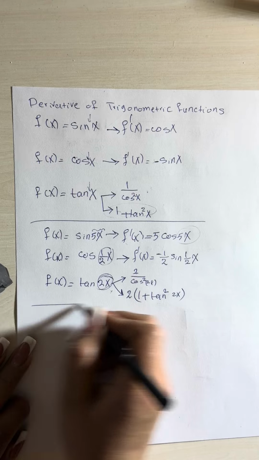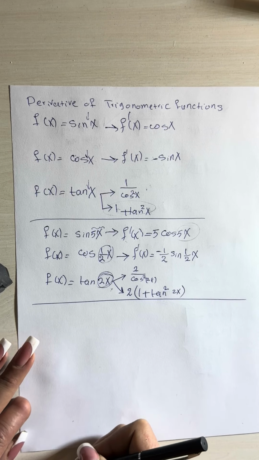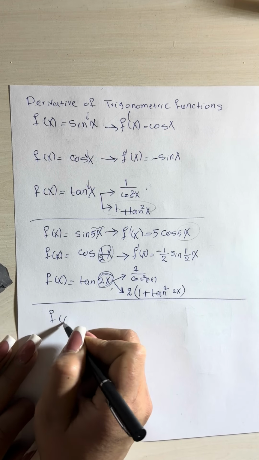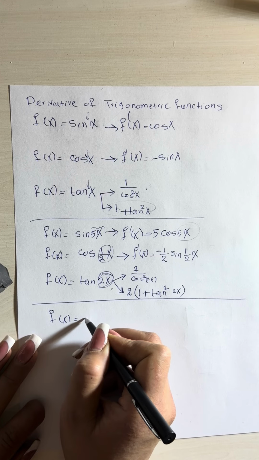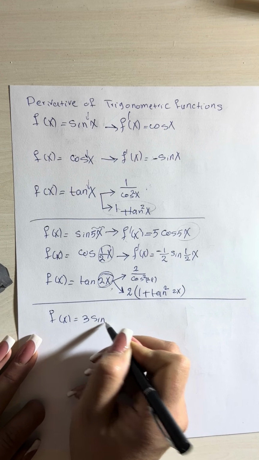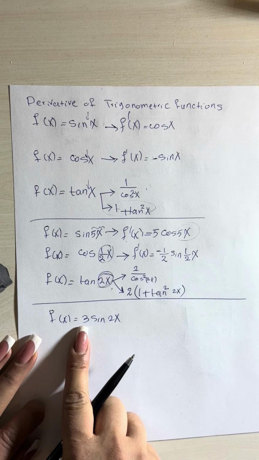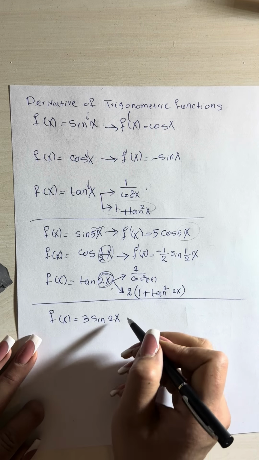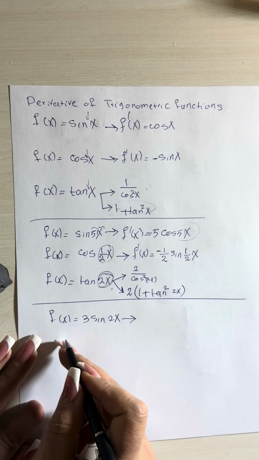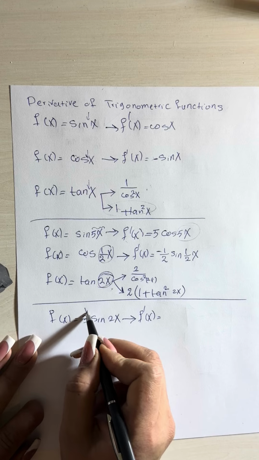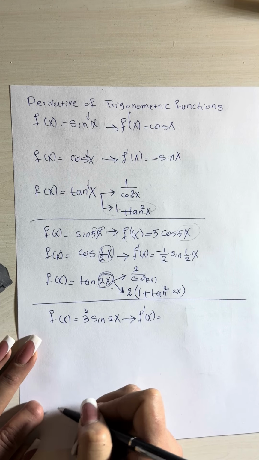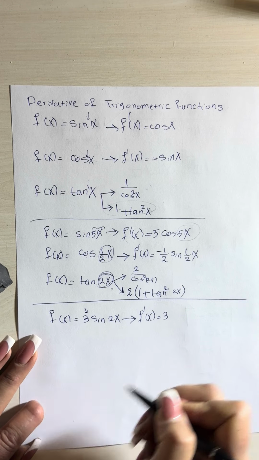Okay, now third type. F of x is equal 3 sine 2x. Look, here I have a coefficient and I have an angle. And I want to ask about the derivative of the function f. So f will become f prime equal, all the time keep the coefficient without any change. So keep the 3.